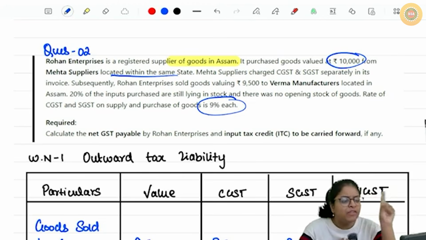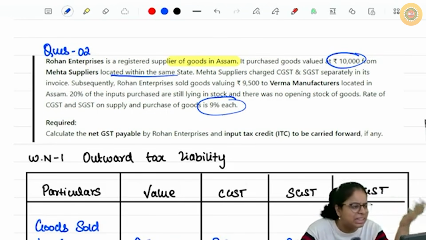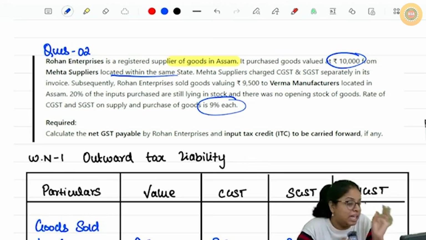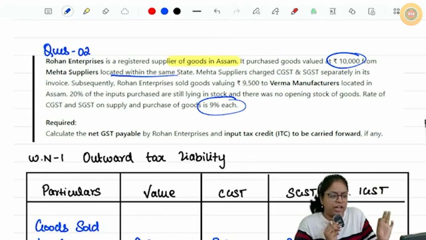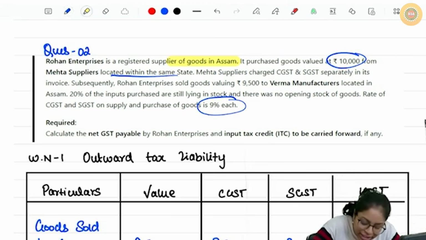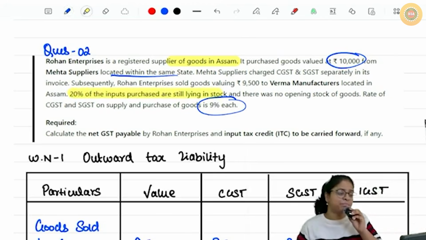Will my ability to take ITC be affected in any way because I have some stock left at the year end? The answer is no. There's nothing like that. We have studied, right? The 20% stock lying in your godown is just a line given to confuse you, but you are not supposed to get confused, because let it lie. I have purchased and paid GST on that, so I will take ITC. This is the only tricky line of this particular question.